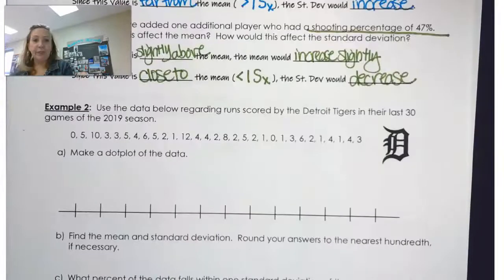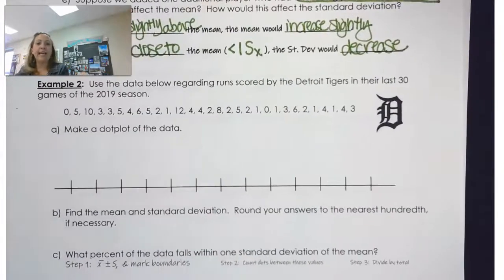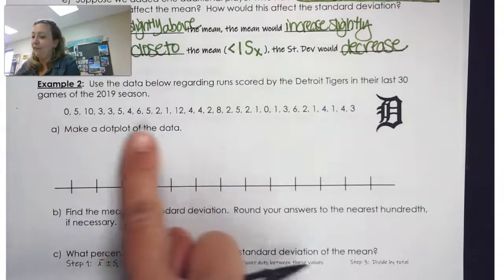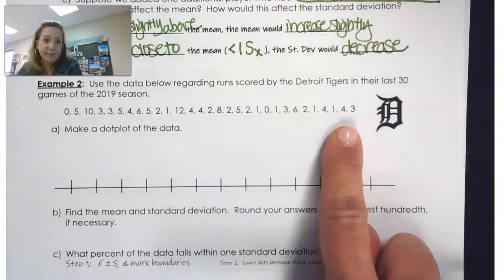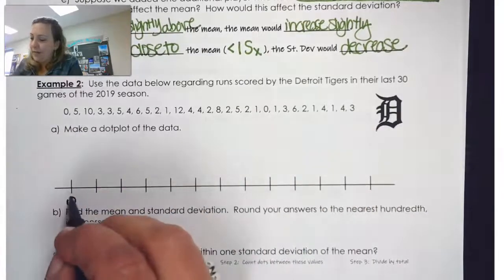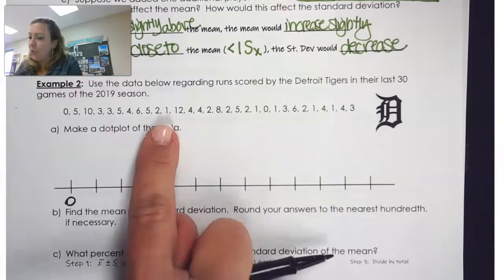So the next example is example 2. It says, use the data below regarding runs scored by the Detroit Tigers in the last 30 games of their 2019 season. And it's asking us to make a dot plot of this data. Remember, when we make a dot plot, that means that we're going to have a dot for every single one of these values. The lowest value I see is 0. And the highest value is 12.